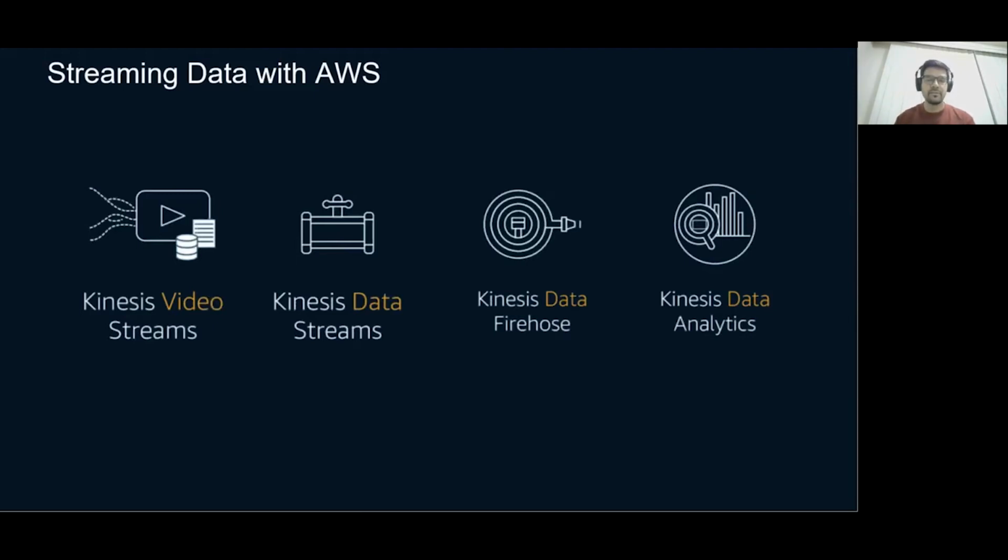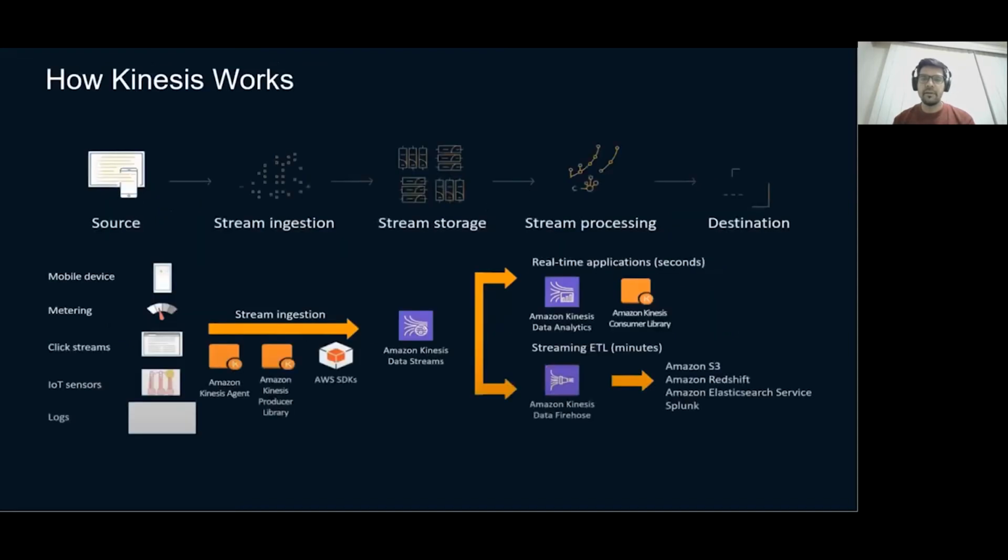Then we can use the Kinesis data firehose because it provides inbuilt connectors from the producer side and also to the consumer side. So the consumer would be the S3 location or Redshift or Elasticsearch. Similarly, for Kinesis data analytics, if we want to perform any kind of analytics on the fly, then we can use Kinesis data analytics.